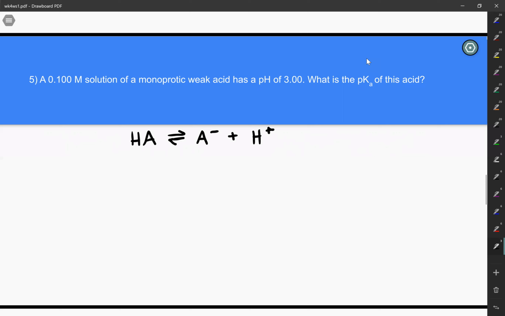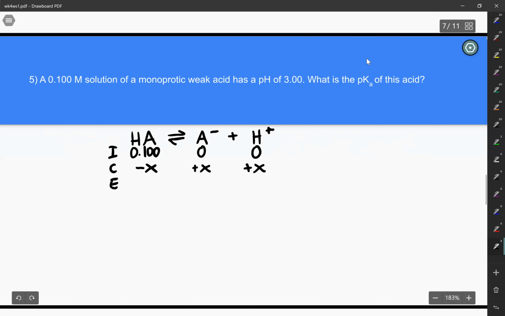And from here we can do the same thing that we did in problem 4 and create our ICE table. So HA has the initial concentration of 0.1. Then everything else is at 0 because they haven't formed yet. So then our change is going to be minus the initial concentration that we had and adding it to the product side. So equilibrium concentrations will be 0.1 minus X and 2 X's.